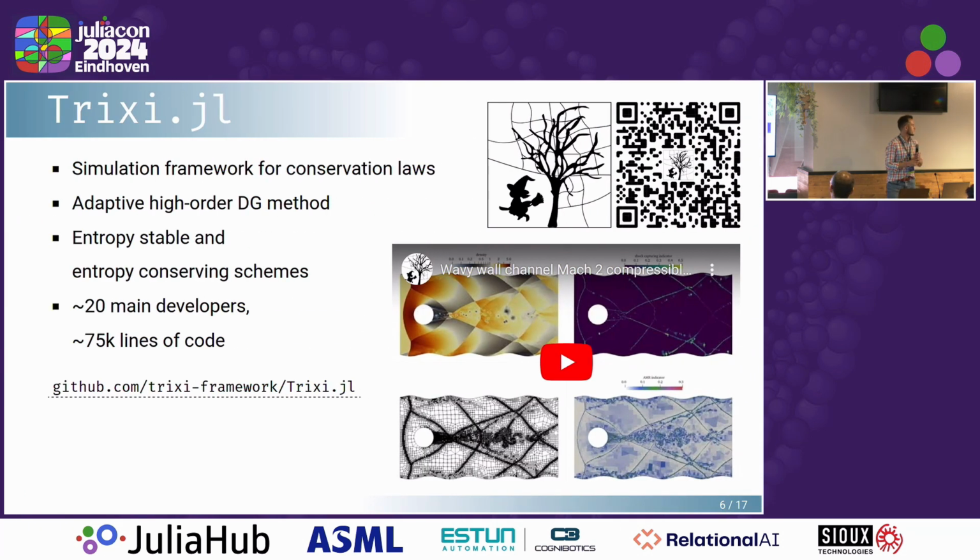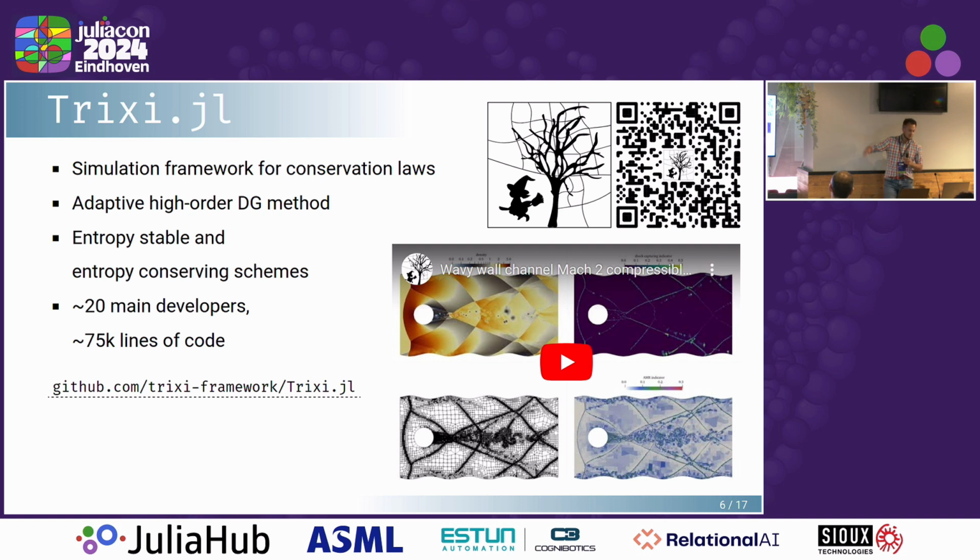But first things first, Trixi.jl, that's the flow solver that we are connecting here. It is a simulation framework for conservation laws. It's built around an adaptive, high-order, discontinuous Galerkin method. One of the outstanding features is the entropy stable and entropy conserving methods that it implements. And our community and also our features have grown considerably during the last years.